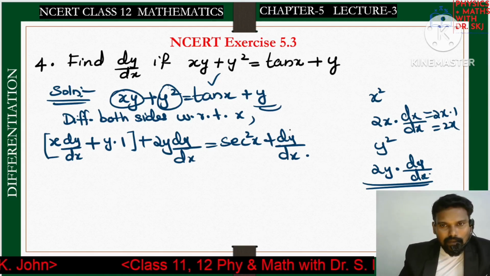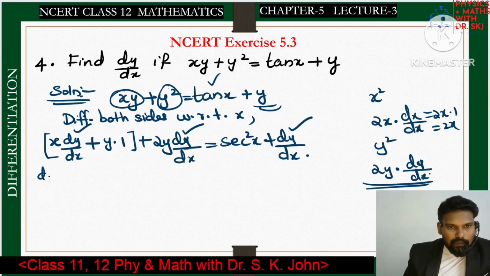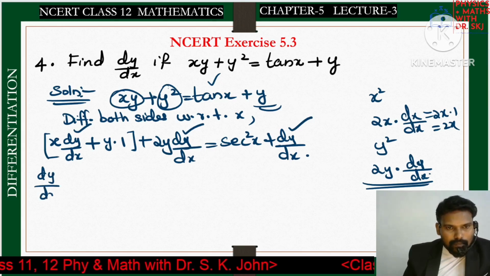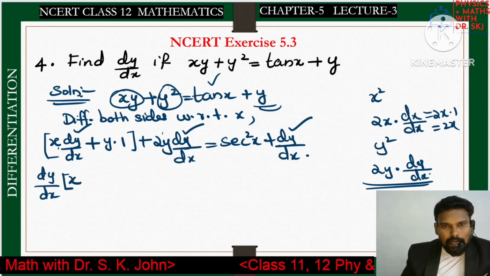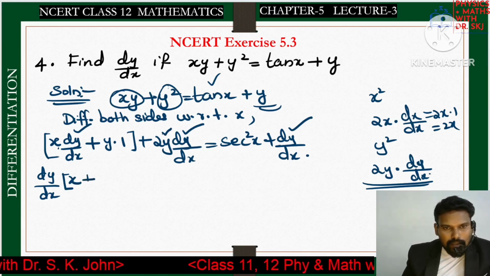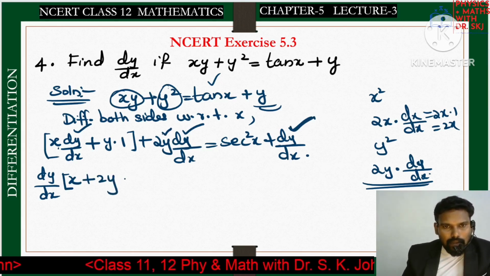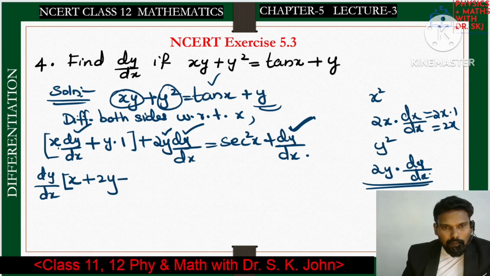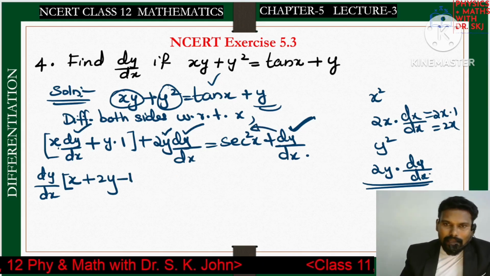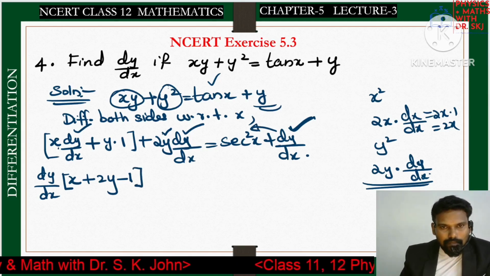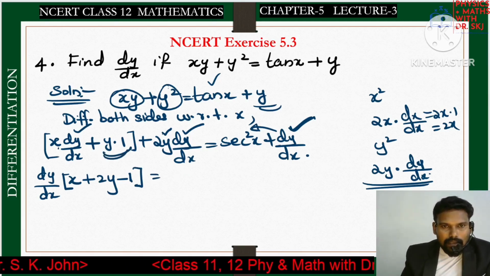Which are the terms containing dy? This is one term, this is another term, this is another term. So if we take dy by dx common, there is one term on the left hand side which is x, another term on the left hand side which is 2y, another term on the right hand side is plus dy by dx. So when we take dy by dx out, it is minus 1. When it is taken to the left hand side, it will be minus dy by dx, so it is minus 1. This is equal to the term without dy by dx, which is y.